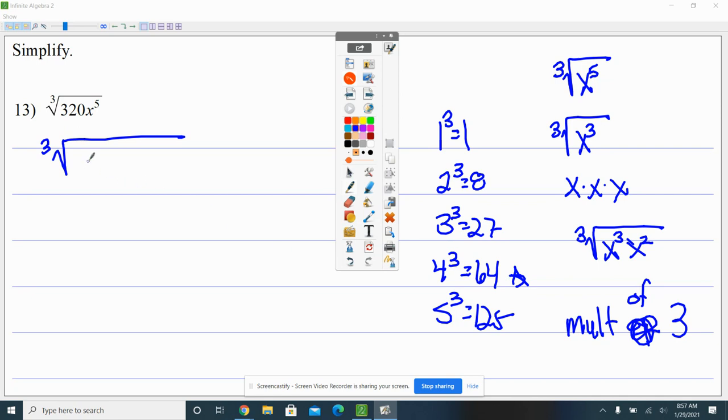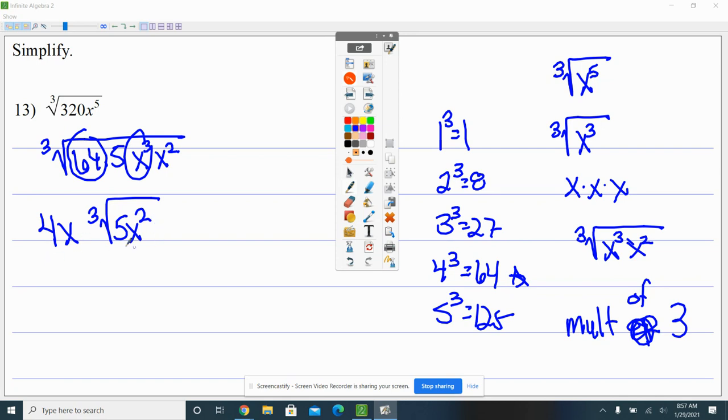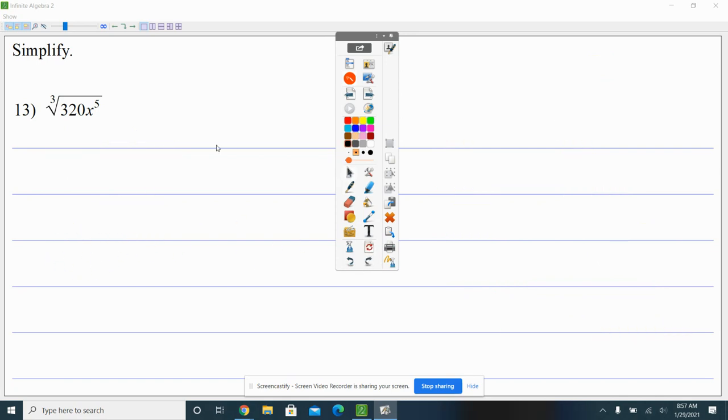So we're going to change the 320 to 64 times 5, and we're going to change the x to the fifth to x cubed times x squared. This allows us to take the cube root of 64, which is 4. You can't take the cube root of 5, but you can take the cube root of x to the third. That's just x. So those two came out, and what's left underneath is a 5 and an x squared. It's not a perfect cube because of this leftover, but it can be simplified. If it was a perfect cube, it would be a multiple of 3.